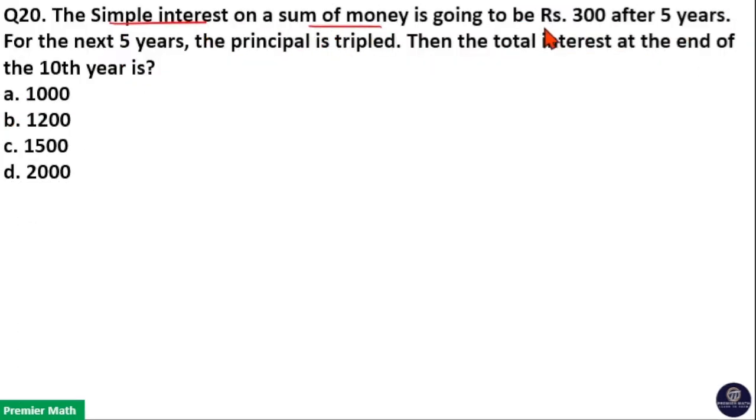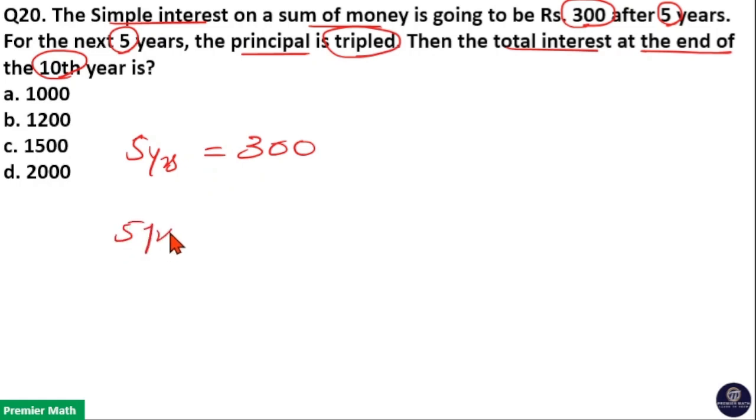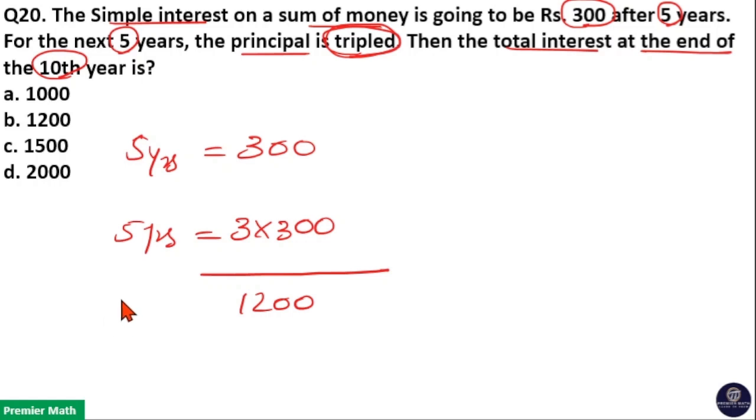Simple interest on a sum of money is going to be rupees 300 after 5 years. For the next 5 years, principal is tripled. Then the total interest at the end of the 10th year is? Here number of years and rate are same. For the first 5 years, simple interest is 300 rupees. And for the next 5 years, principal is tripled, and number of years and rate are same, means simple interest is also tripled. That is 3 into 300, 900 is the interest for the next 5 years. So total interest becomes 300 plus 900, 1200 rupees after 10 years. So option B is your answer.